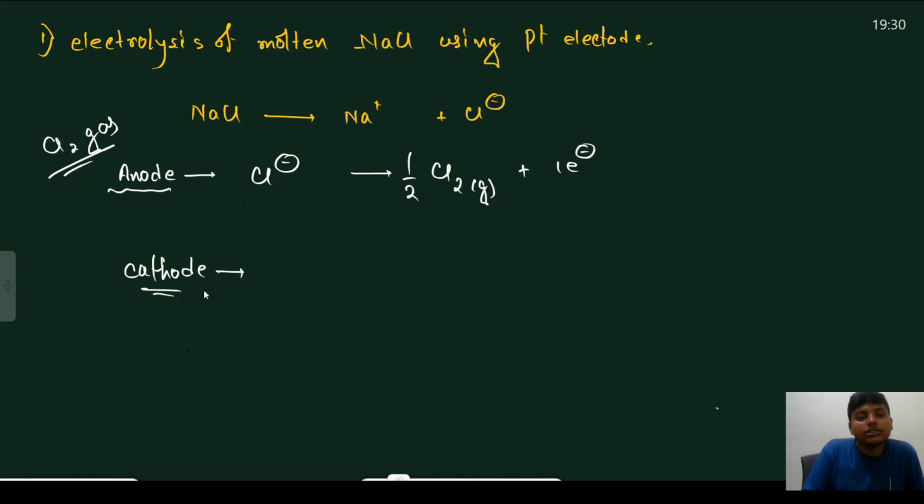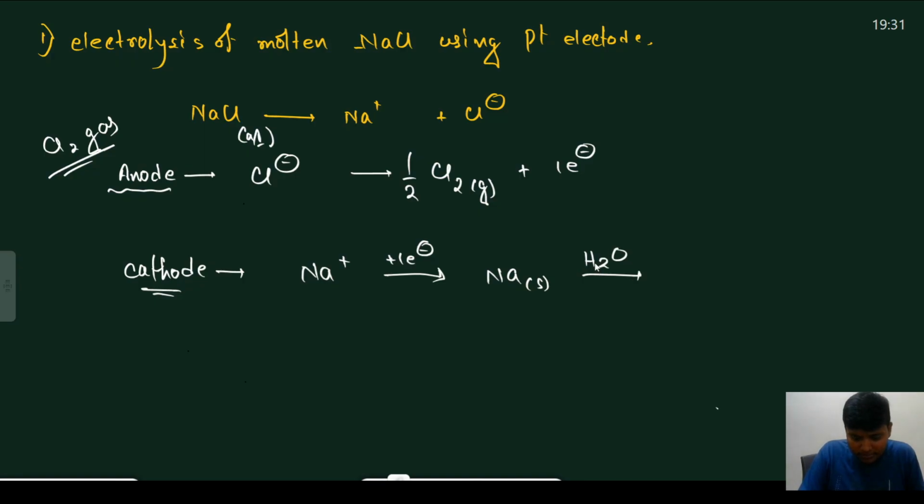Now cathode side reaction, what will it be? Na plus is already there, and Na plus will take one electron and become Na. Now Na is also not stable. Why not stable? Because you are taking NaCl aqueous solution. So Na will react with water.